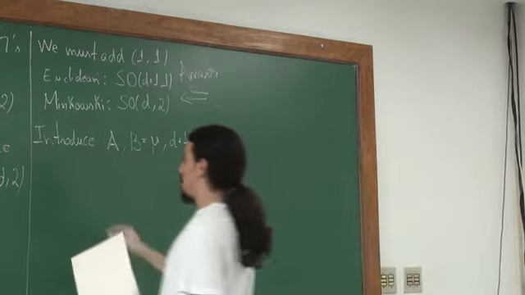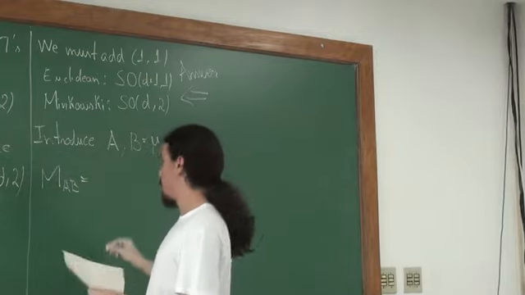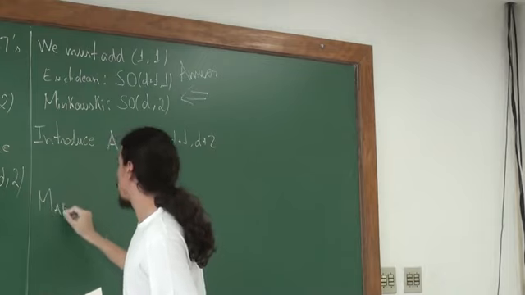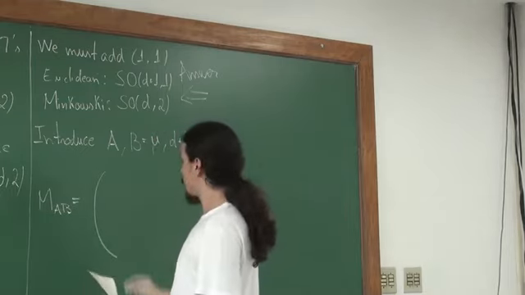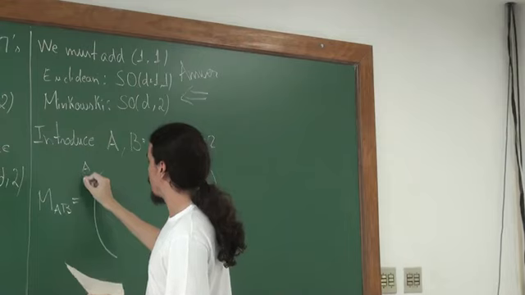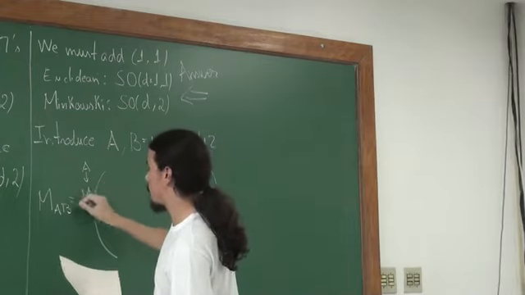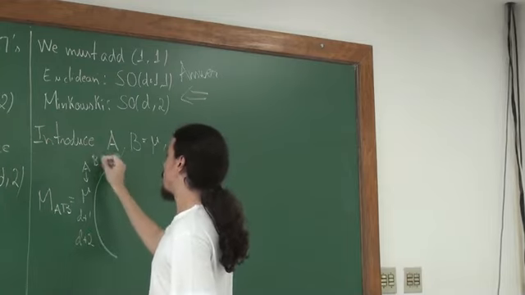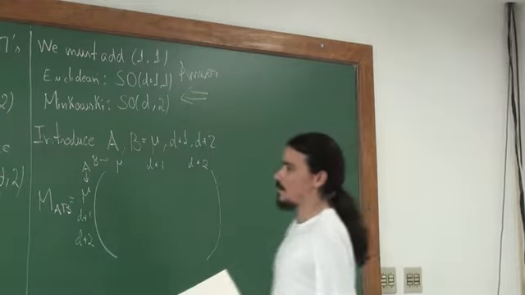Okay? Then we define the generator. The matrix: the rows and the columns. The first row will be mu, this will be d+1, this will be d+2. And for the columns, right here we have mu, d+1, d+2. Okay, this is schematic. And then we'll just allocate all these generators inside the matrix.